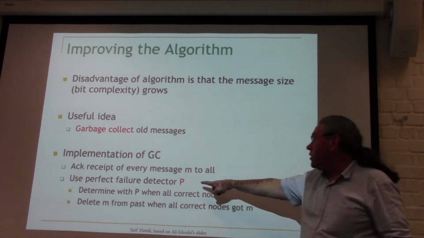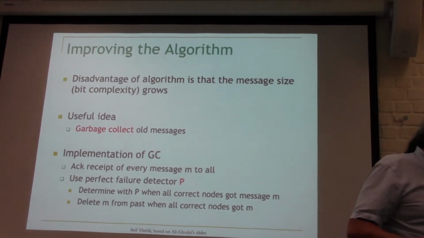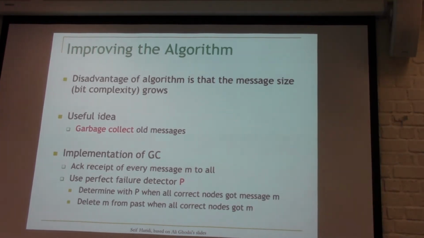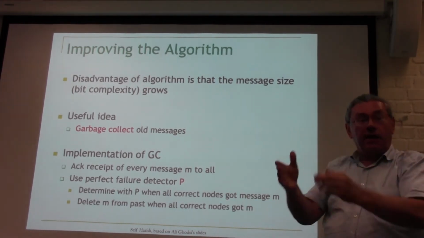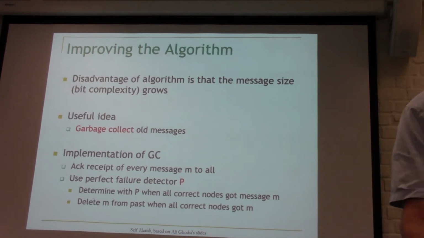In order to do that, we need a perfect failure detector, because we're going to keep track of when all the correct nodes have gotten M. Then there's no need to keep M in passed anymore, and we can remove it. So while the algorithm is running, the passed list is going to keep shrinking all the time. And that's garbage collection.